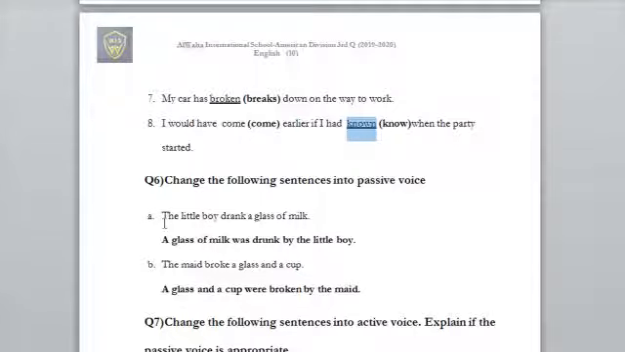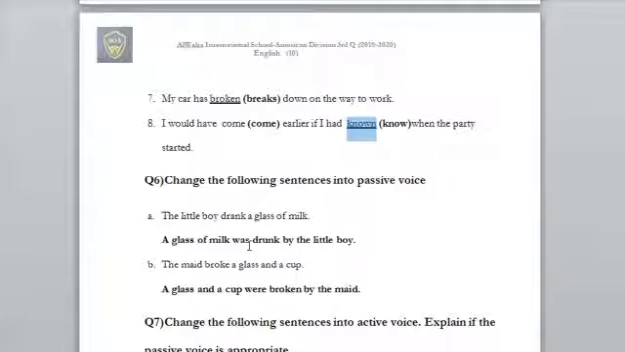So when you speak about the little boy drank a glass of milk, he drank something and it's mentioned, the object is mentioned. So if you want to change it into passive, you have to turn the sentence upside down. So the object will be the beginning of the sentence, the subject of the sentence will be turned to the end of the sentence, and the verb will be a little bit changed. If it is past, I'll make it the past participle. I'll be having the verb to be in the middle before it.